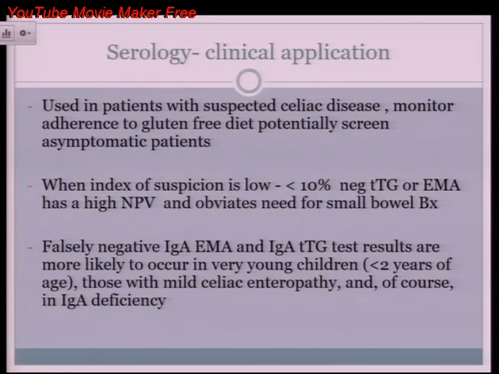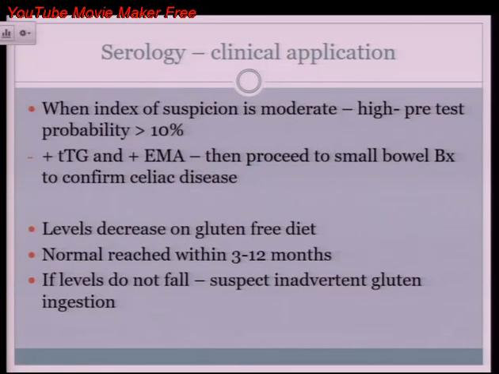Like I said, what we are testing for is this IgA tissue transglutaminase. So if the patient has IgA deficiency, which also happens to be very common in this cohort of people with celiac, even if they have celiac, your test is going to be negative. So we have to check an IgA level on them. When your index of suspicion is moderate, you check a TTG, it's positive, then you proceed to small bowel biopsies to confirm celiac disease.